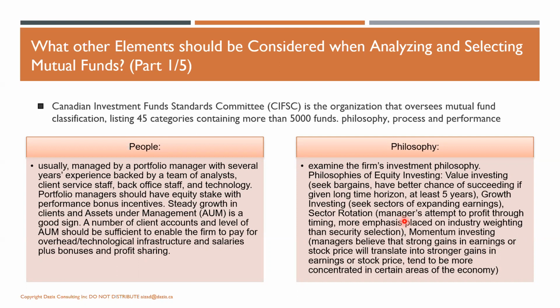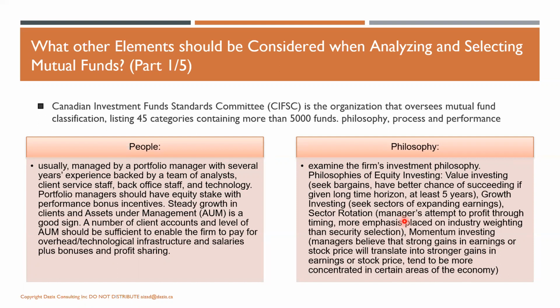So that is one indication. What we're talking about here is the title: what are the elements to consider when analyzing and selecting mutual funds. Number one is people, the portfolio manager. If the portfolio manager has a lot of good experience, we saw the different portfolio managers have different experience, the team is highly qualified, they have a good track record, and you have a lot of assets under management, it means that it's a good investment. So that's one thing to look at.